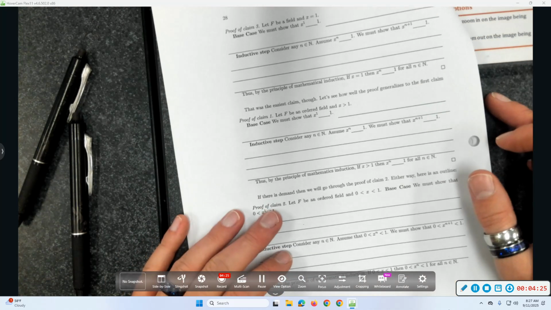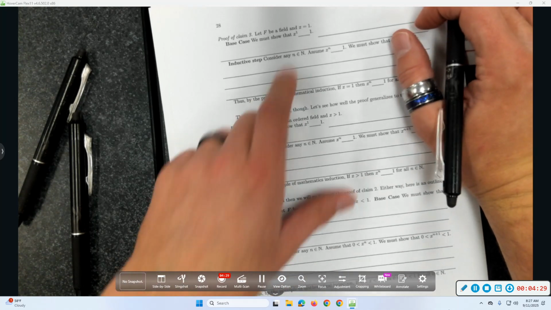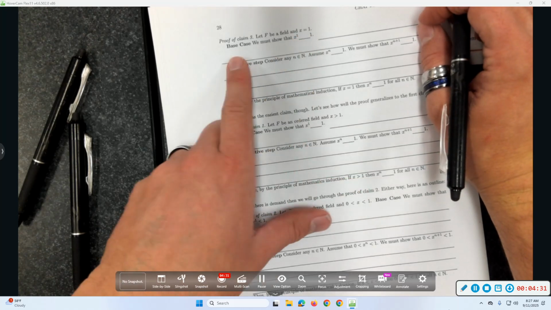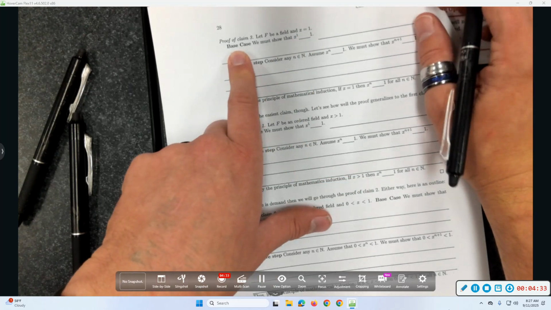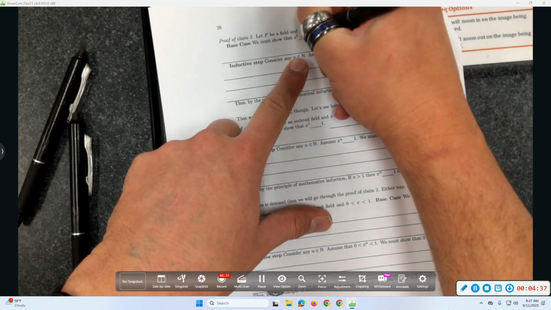So let's do it. Let's prove these claims. I'm going to start with claim 3 because that's the one that looks like it's the easiest. Let F be a field and x be equal to 1. The base case: I just need to show the claim when n equals 1. We must show that x^1 equals 1.